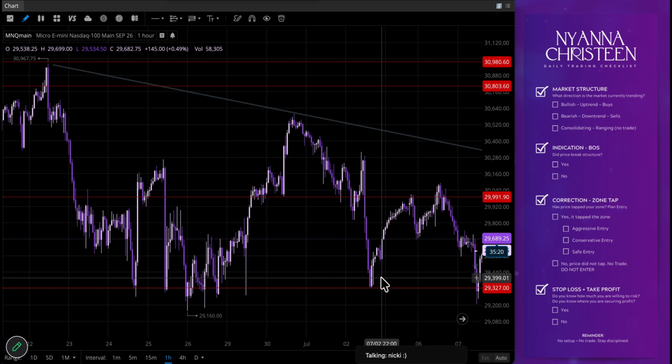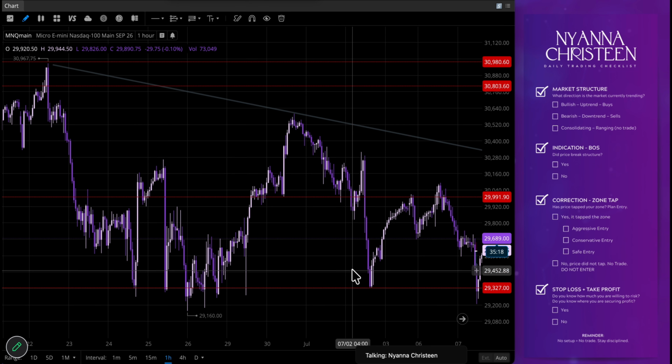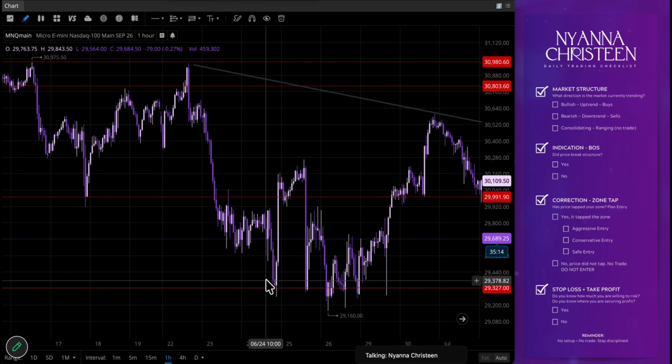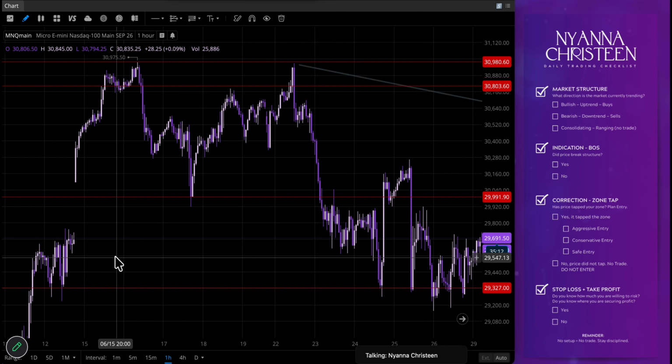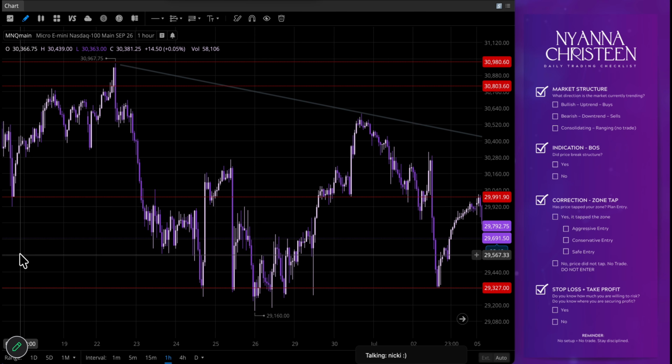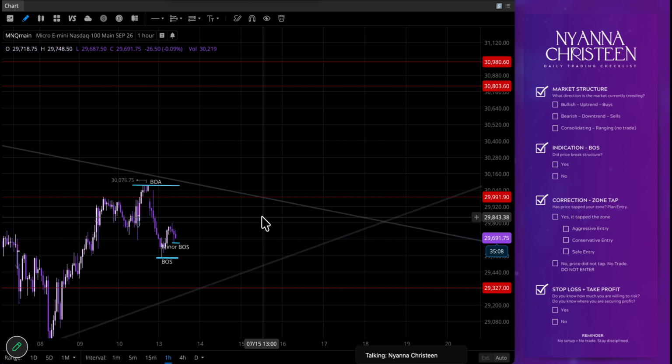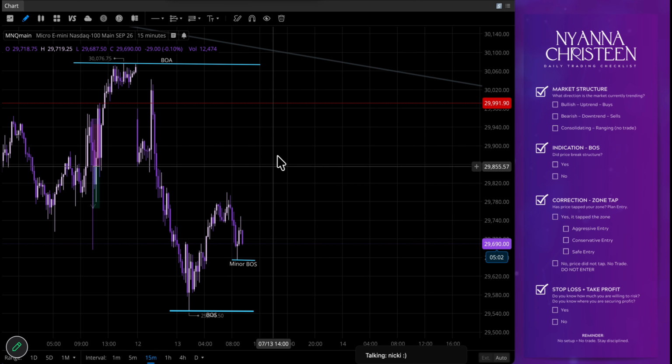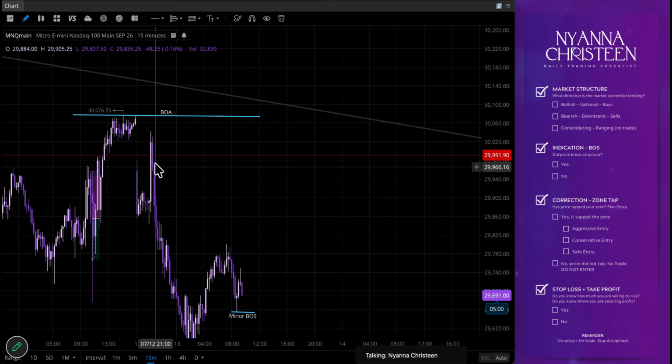Or like this one, buyers immediately stepped in. Buyers stepped in. So that's what those lines are. Okay. And then we would trade. It's good to trade from these areas. So this trade here, as you can see, sellers stepped in at this area. That would have been a good trade.